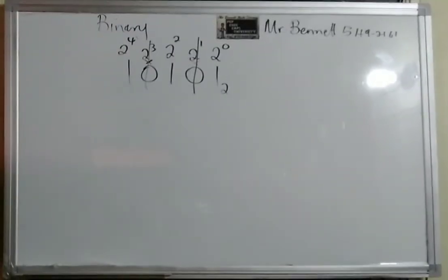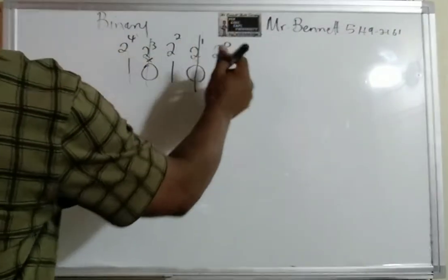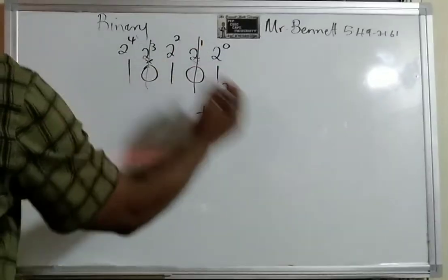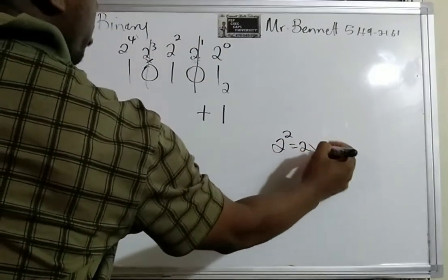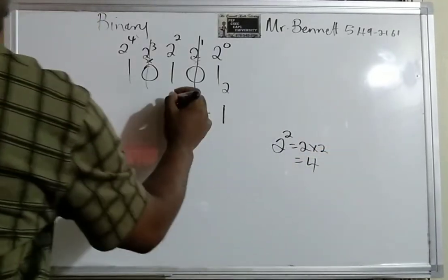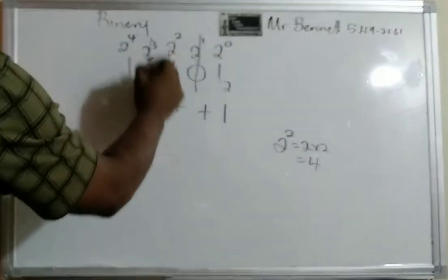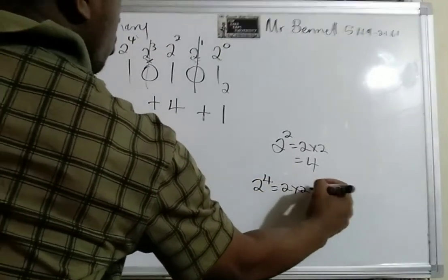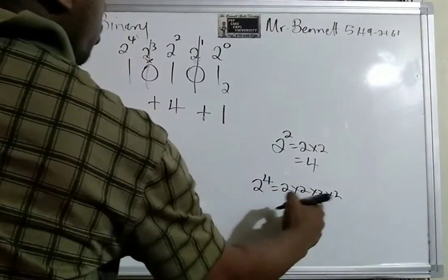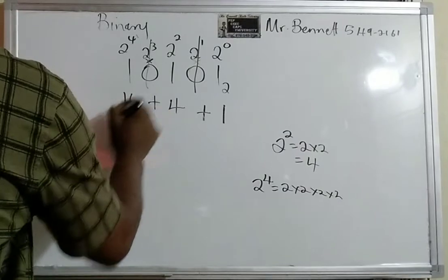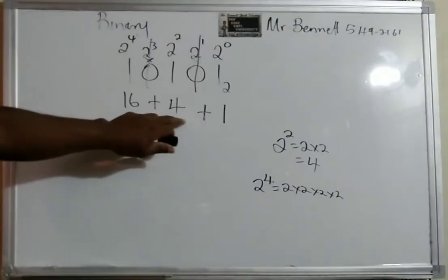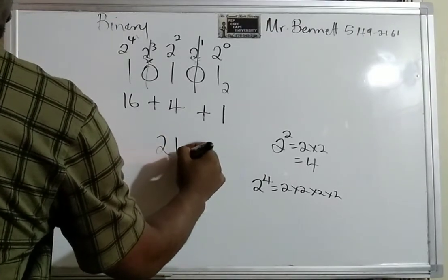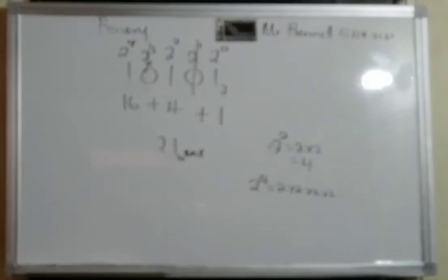Now 2 raised to the power 0. Any number raised to the power 0 is 1. So 1 times 1 would be 1. Put the plus, because we're going to add them. 2 to the 2 is the same thing as 2 times 2, and that is equal to 4. So the value of this would be 4. Put the plus. 2 to the 4th is 2 times 2 times 2 times 2. So 2 twos are 4, 2 fours are 8, 2 eights, 16. So we add now 16 plus 4 plus 1 is 21. So that would be 21 in base 10. And base 10 is what we normally use, right?